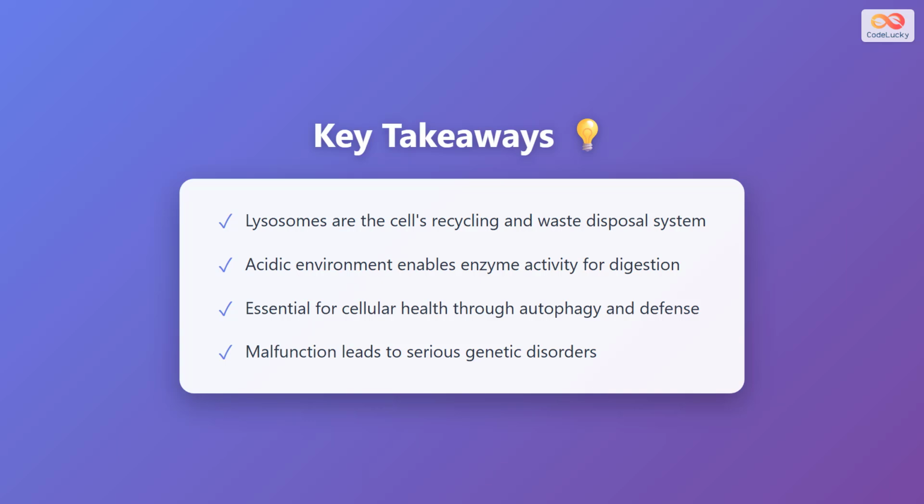Let's summarize the most important points about lysosomes. First, lysosomes serve as the cell's recycling and waste disposal system, breaking down unwanted materials and recycling their components. Second, the acidic environment inside lysosomes, maintained at a pH of about 4.5 to 5, is crucial for enabling enzyme activity and efficient digestion. Third, lysosomes are essential for maintaining cellular health through both autophagy, which recycles internal components, and defense mechanisms that destroy harmful invaders.